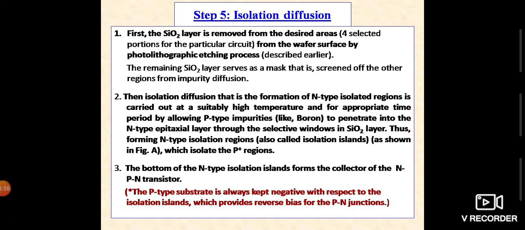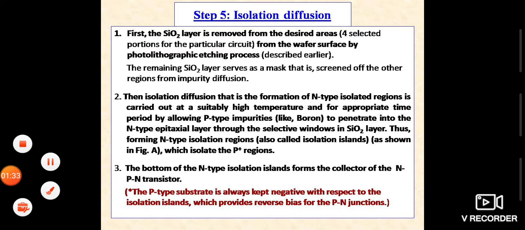This is step 5, isolation diffusion. Here you can see 3 different steps which we have to carry out to make the isolation islands. See the first step. First, the silicon dioxide layer is removed from the desired areas, 4 selected portions for the particular circuit. That is the circuit we have considered to be fabricated in the monolithic form.